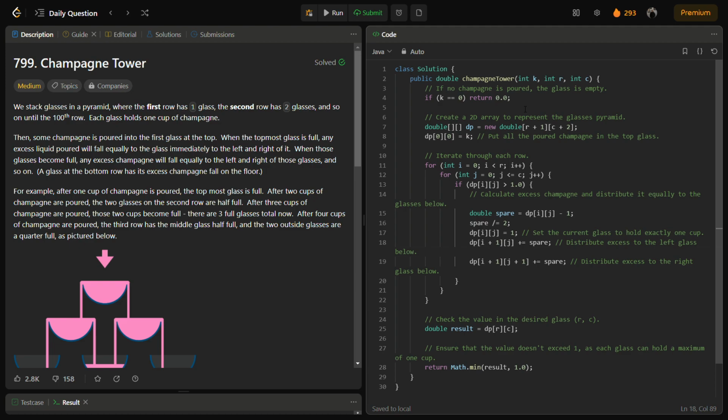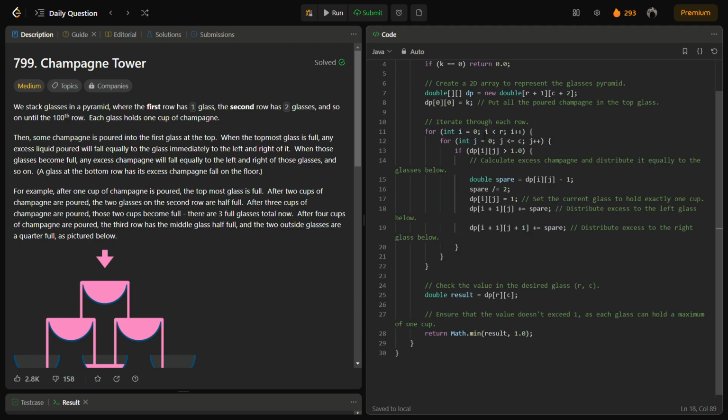Now we have to initialize DP of 0, 0 with the total amount of champagne. The entire amount of liquid is poured into the first cup. This is because when we process it, we'll keep only the capacity of the glass in the cup, and all the rest of the liquid will be poured down, and the same process will repeat again for the glasses below.